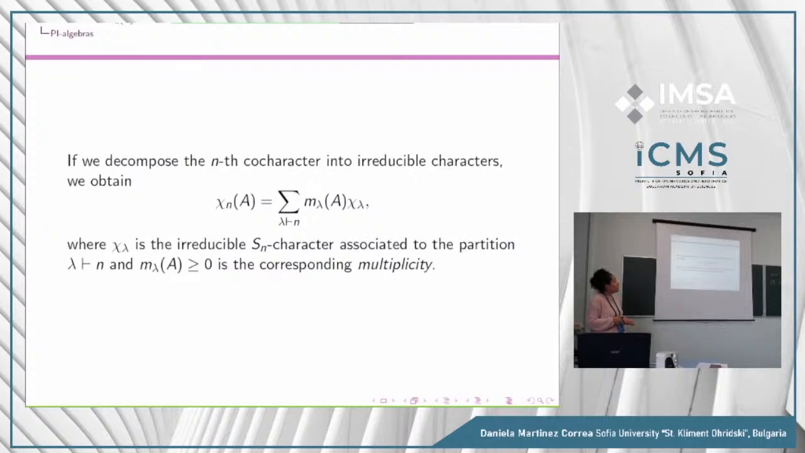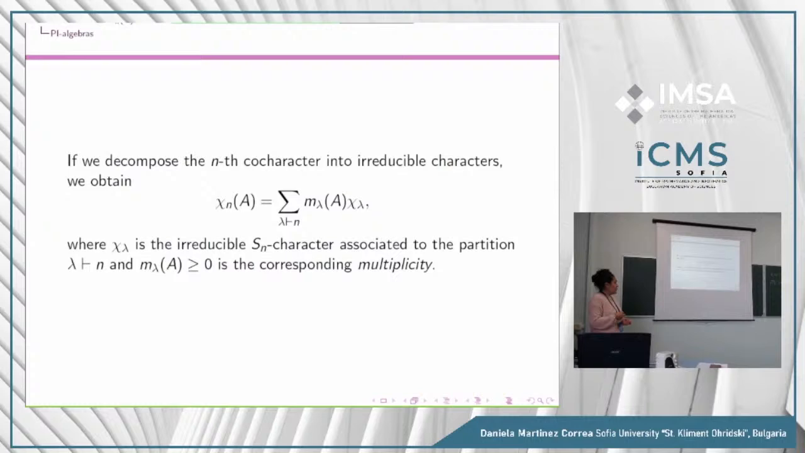Okay? Note that these numbers are non-negative integers and are called the multiplicities. If you know these multiplicities m_lambda for each partition lambda, you can know the decomposition of P_n of A as an S_n-module. But the question is, given a specific algebra, how can we calculate these multiplicities m_lambda? And this is the question that we solve, but for a very specific algebra. Okay, so let me introduce this algebra.